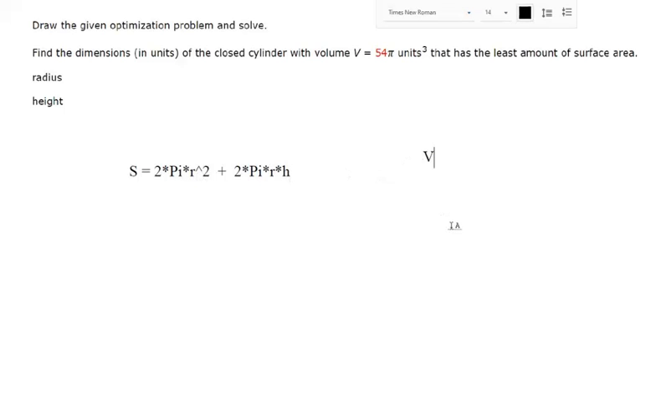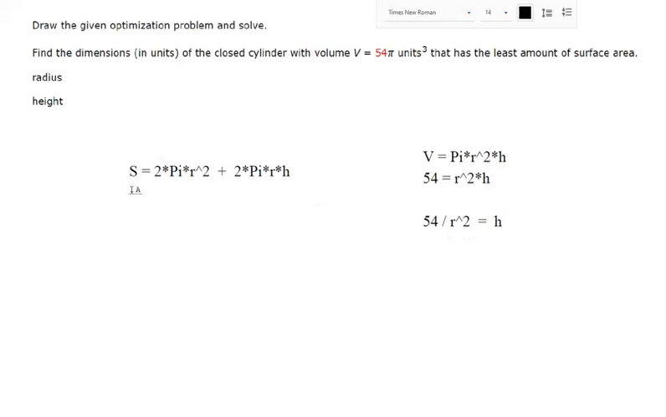So we want to go back to the volume. The volume is equal to pi times r squared times h. And they tell us the volume is 54 pi. So one thing we can solve for in this formula is h really quickly. We can divide pi from both sides, so that gets rid of pi on both sides. We can divide r squared from both sides. So we're going to get 54 divided by r squared.